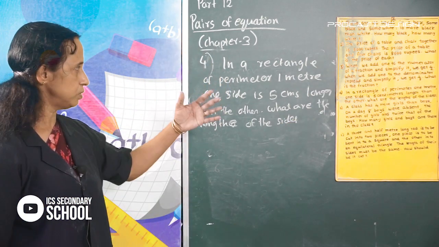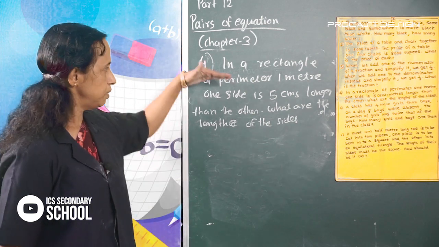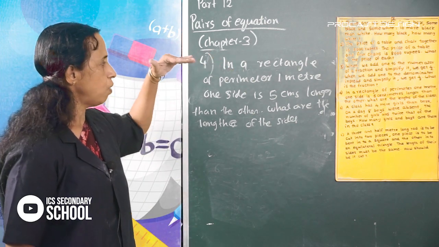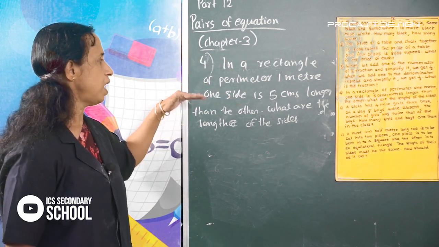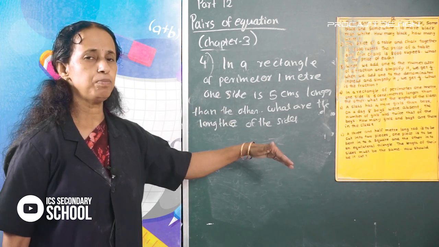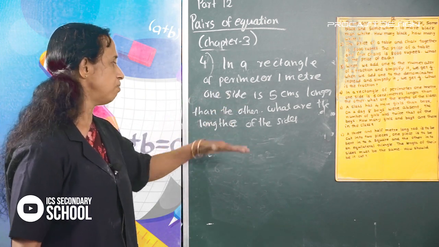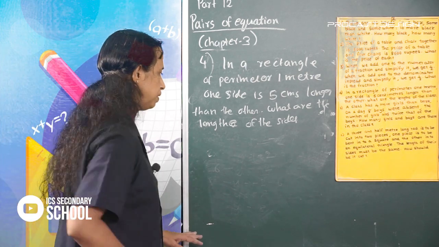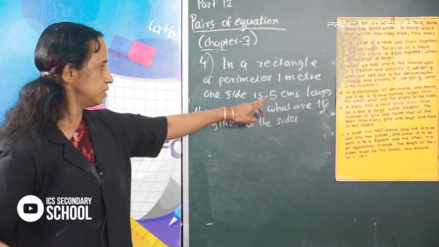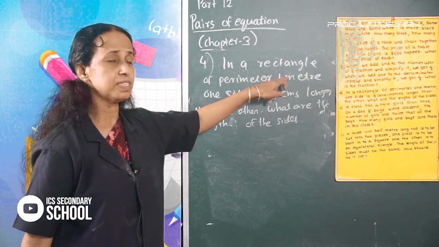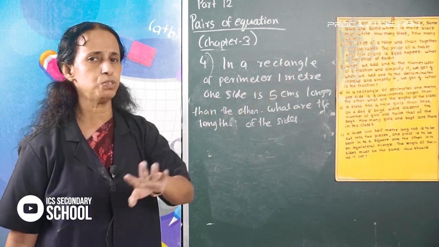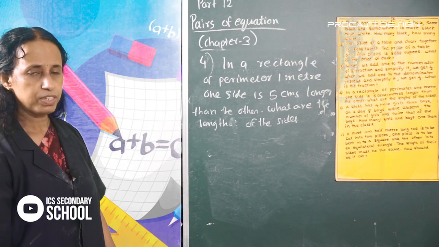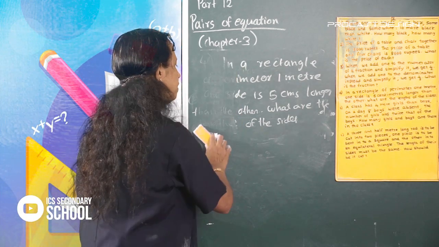Write this question and read the question. In a rectangle of perimeter 1 meter and one side is 5 centimeters longer than the other, what are the lengths of the sides? Look here, this is centimeter and this is meter. First convert this meter into centimeter.